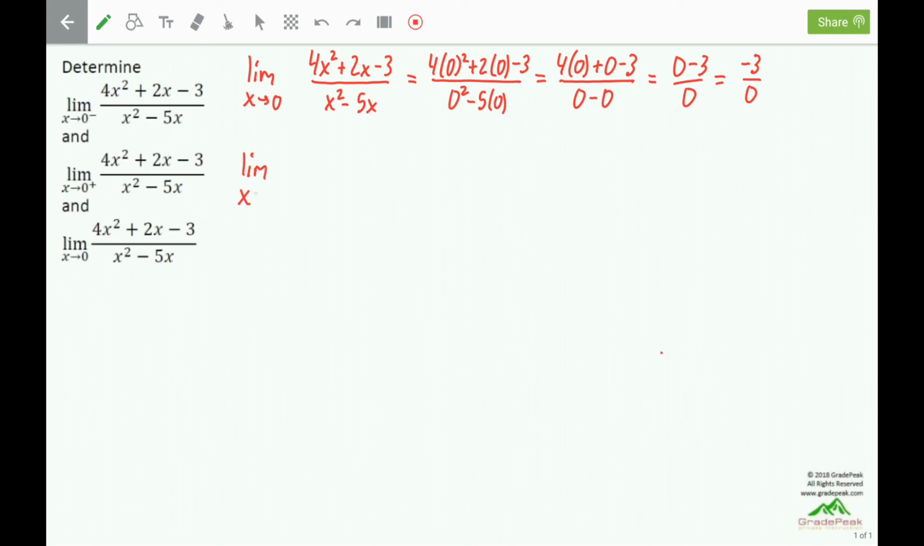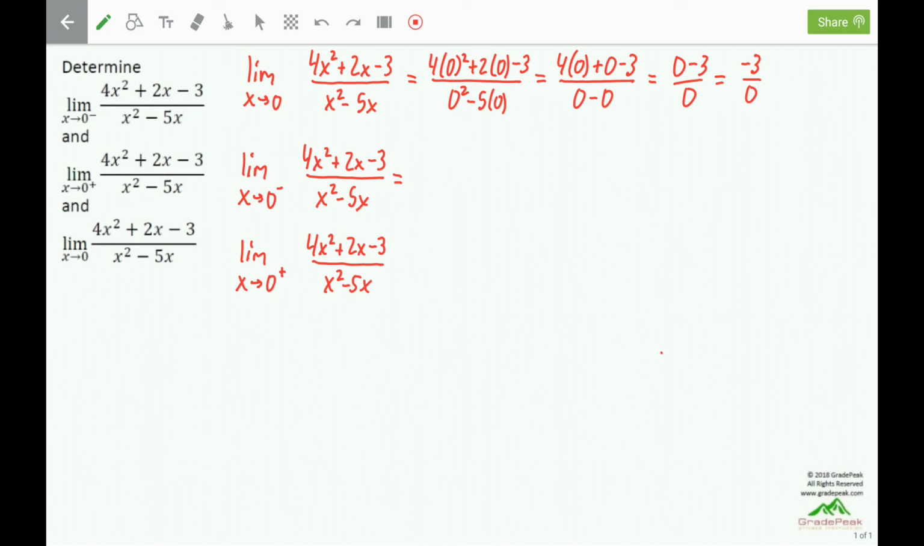We have the left-sided limit, indicated by a negative superscript on the 0, of (4x squared plus 2x minus 3) divided by (x squared minus 5x). And we have the right-sided limit, indicated by the positive superscript on 0, of (4x squared plus 2x minus 3) divided by (x squared minus 5x). Let's start with the left-sided limit.